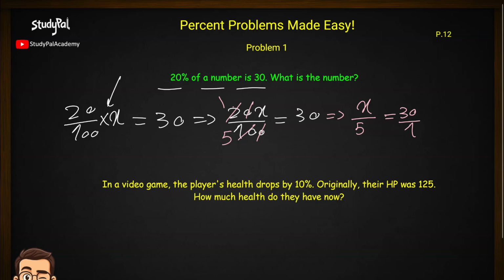We can do this. We can multiply x by 1, which is 1 times x, which is x, equals 5 times 30. So x is 150.